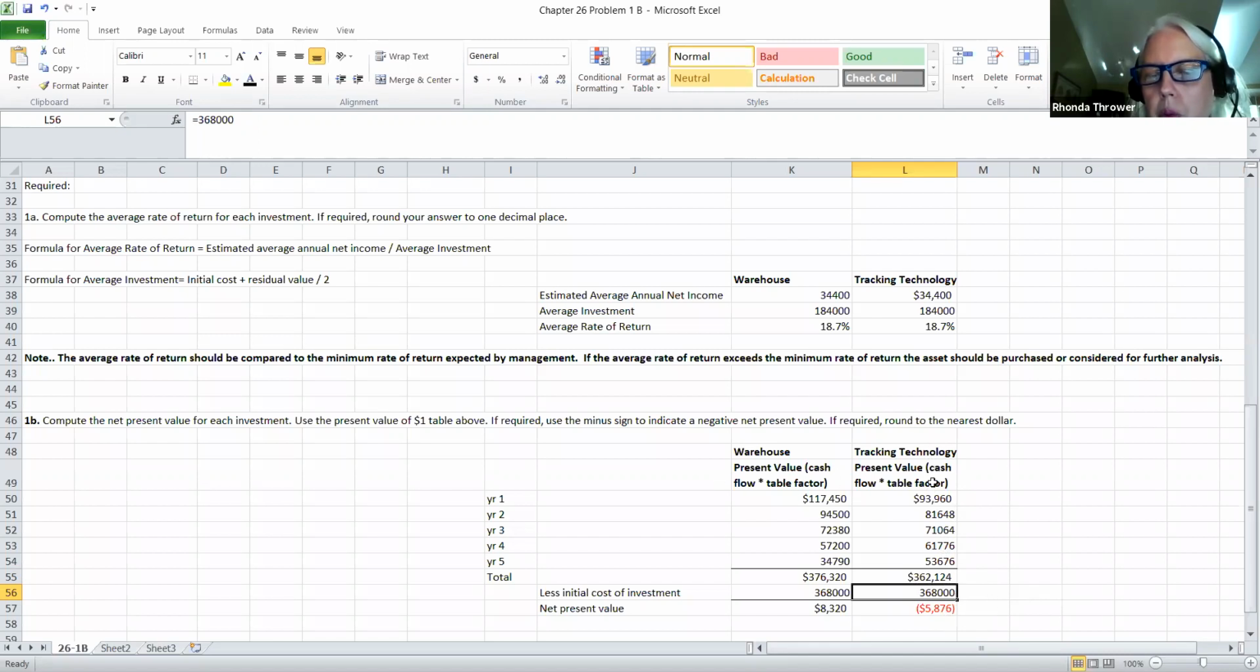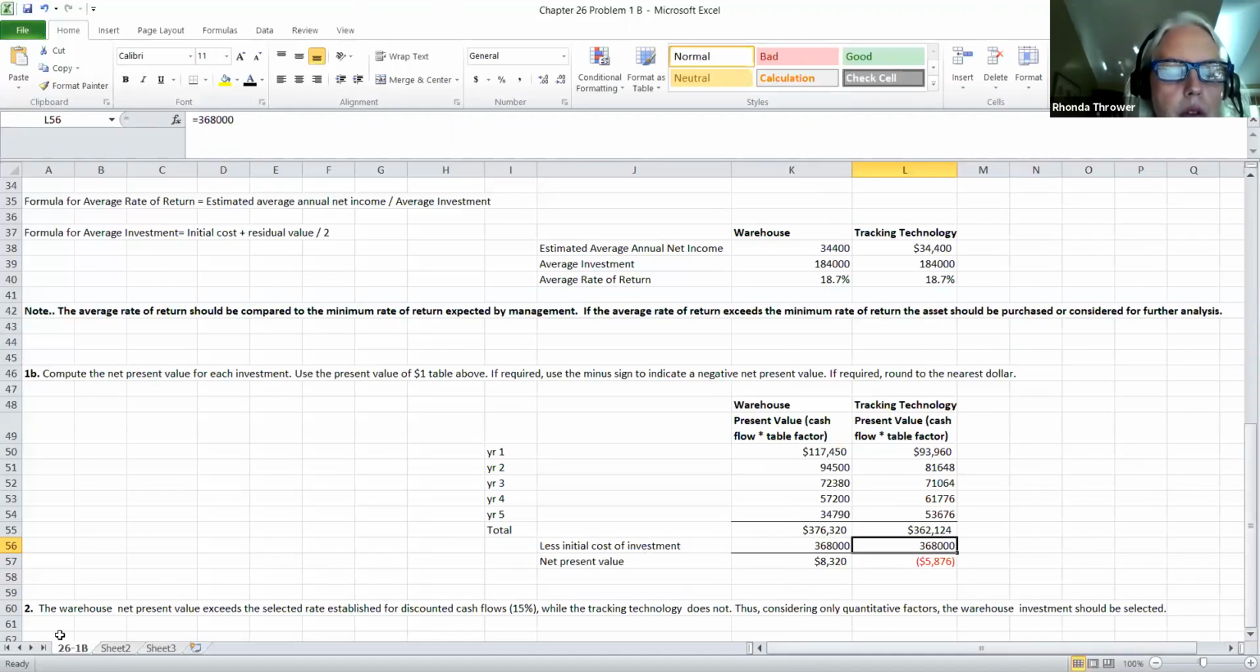If management was comparing the two of these assets, since the warehouse came up with more of a net present value, we would choose this one over the tracking technology. So in part two, they have a question for you to fill in the blank. The warehouse net present value of 8,320 exceeds the selected rate established for discounting the cash flows at 15%, while tracking technology did not. You see, they had a negative net present value here. Thus, considering only quantitative factors, that's mathematical factors, we should select the warehouse.